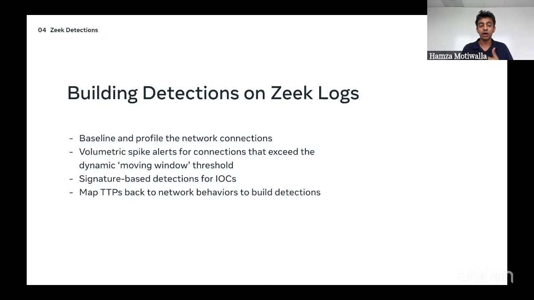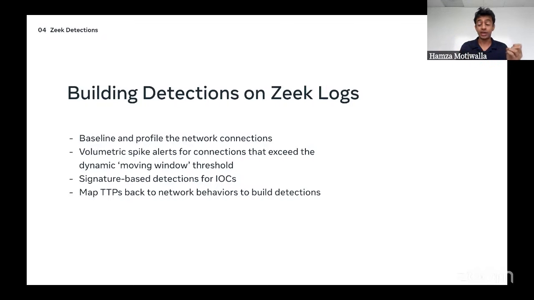And that allows us to build these thresholds, these moving window look back thresholds. And using those thresholds, we can create these volumetric spike alerts, which means that this IP address has now sent out massive amounts of data to that IP address within our enterprise setup. And that means something could be off. So what we do is we create these alerts and we escalate them to our SIEM.